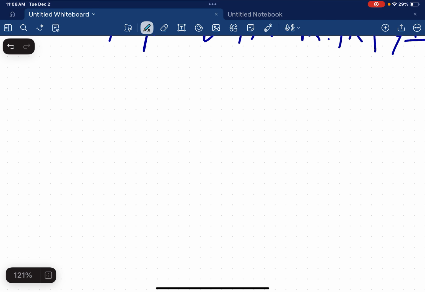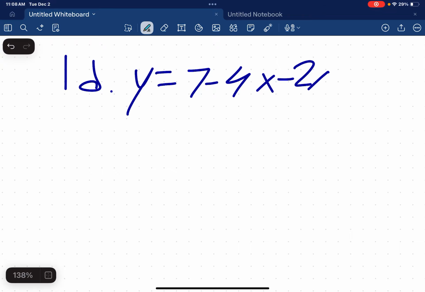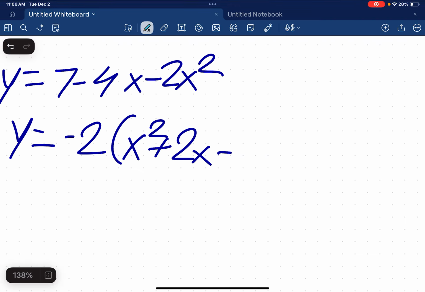Okay, 1D. We have the equation y is equal to 7 minus 4x minus 2x squared. We're going to take the negative 2 out from this entire thing so we can get x squared. So we'll have negative 2 times x squared plus 2x minus 7 over 2.